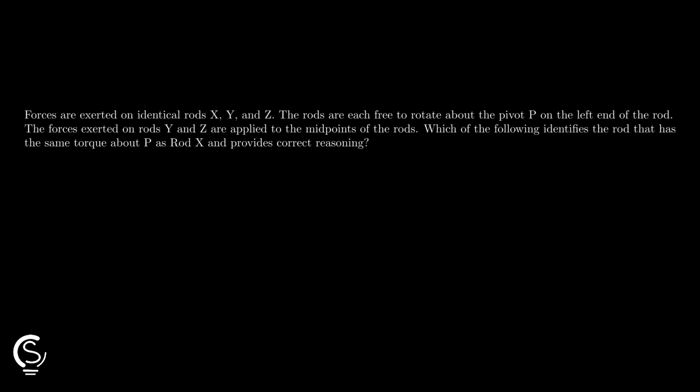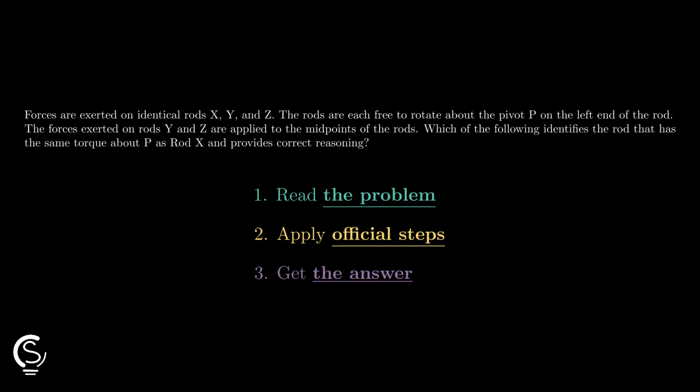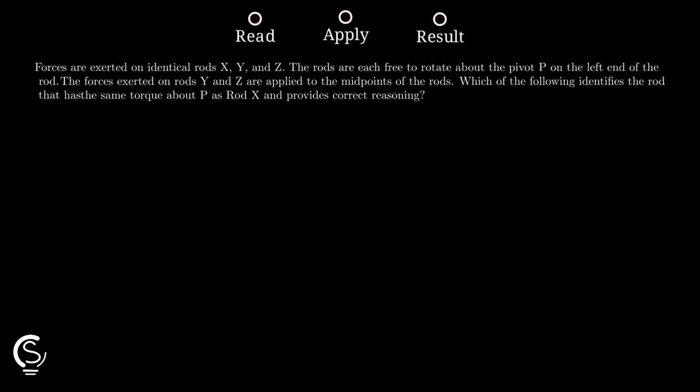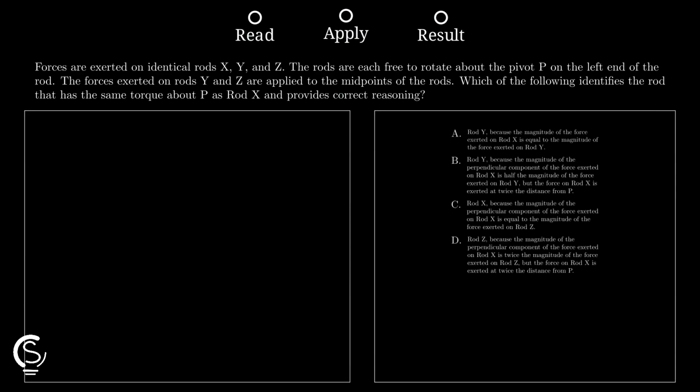Torque problems can be tricky, but we will solve this fast. Let's find which rod matches the torque of rod X by using physics principles. First, remember that torque is the product of the force magnitude, the lever arm distance, and the sine of the angle. For rod X, the force is at the very end.